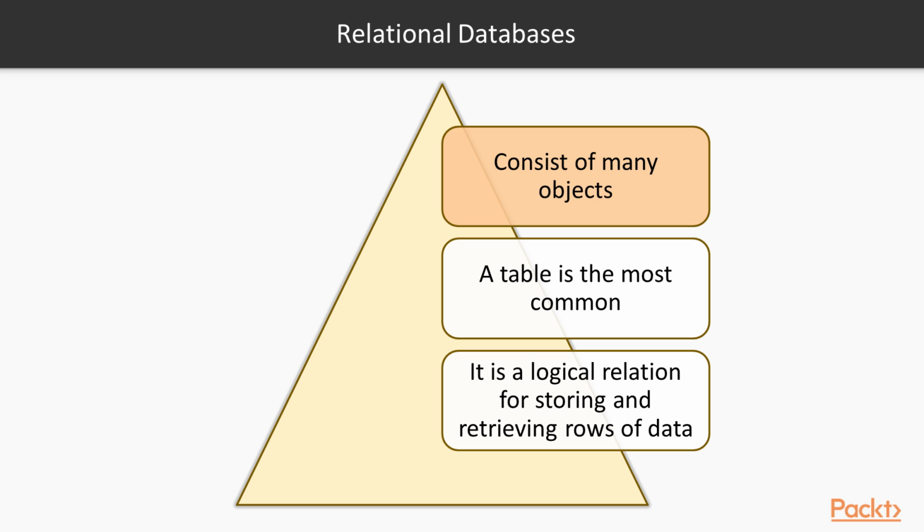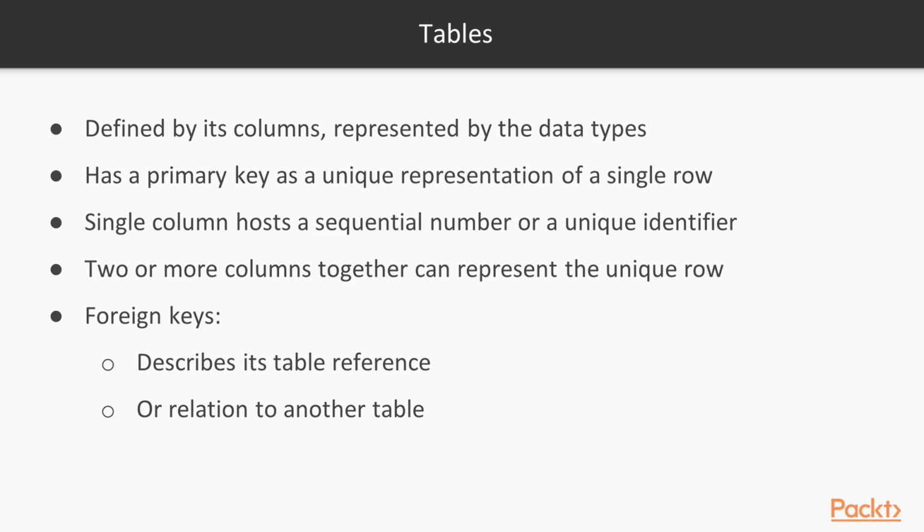Relational databases consist of many objects, and the most common of these is a table. A table is a logical structure or relation for storing and retrieving rows of data. It's defined by its columns, which are represented by their data types. Every table should have a primary key as a unique representation of a single row. It's usually a single column that either hosts a sequential number or a unique identifier that would never be used more than once. Tables can also contain two or more columns that together represent the unique row of the table.